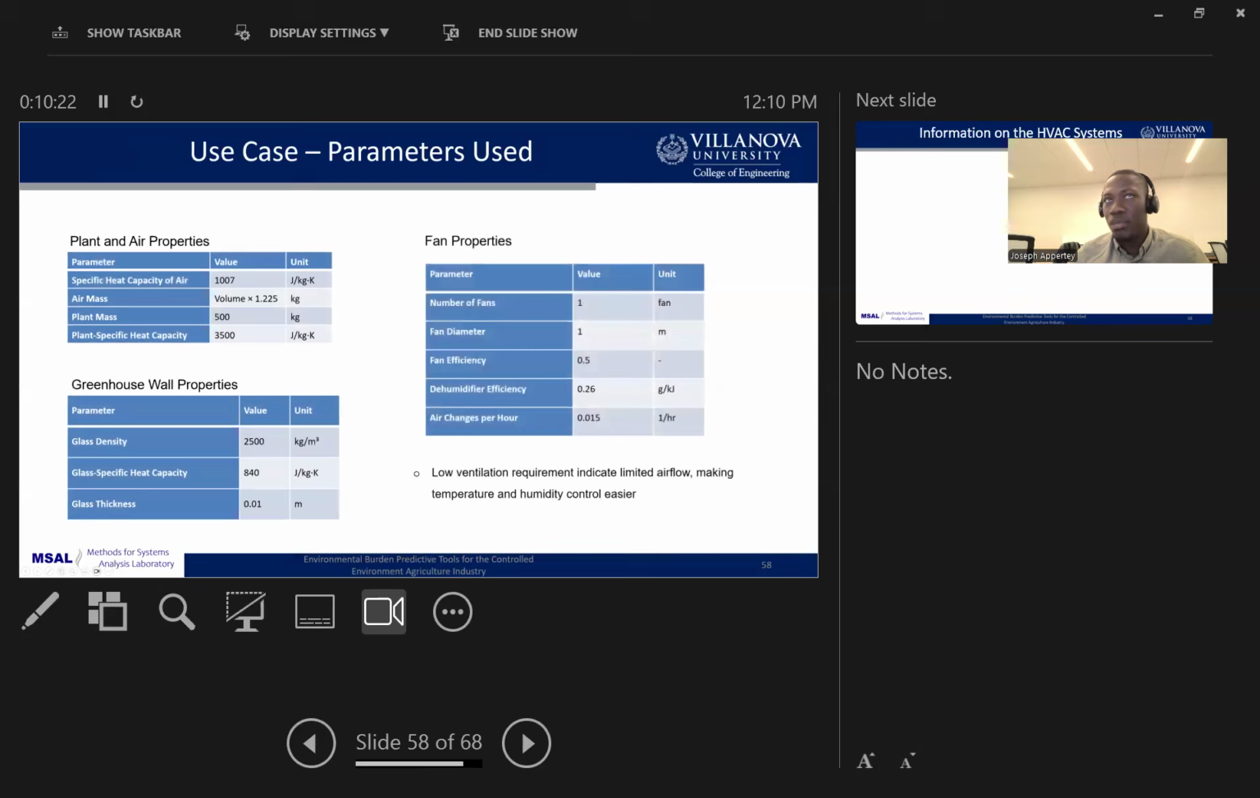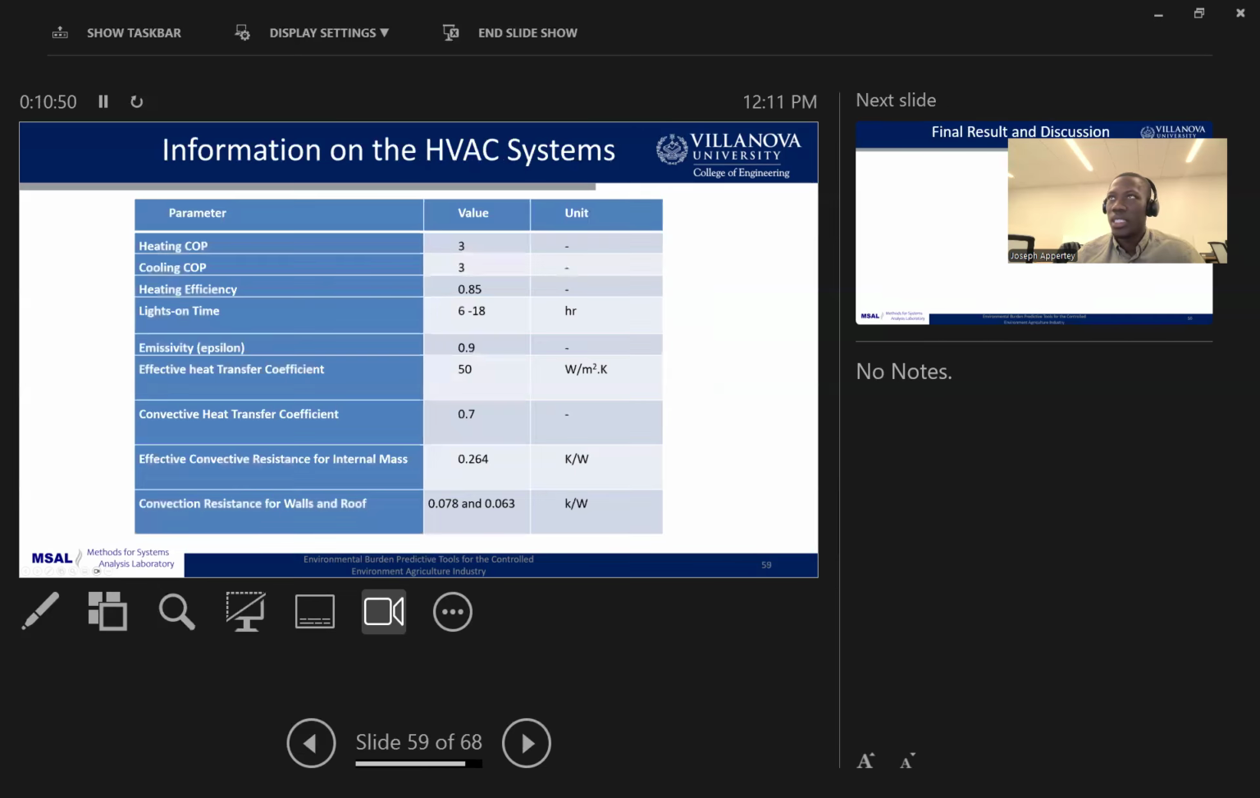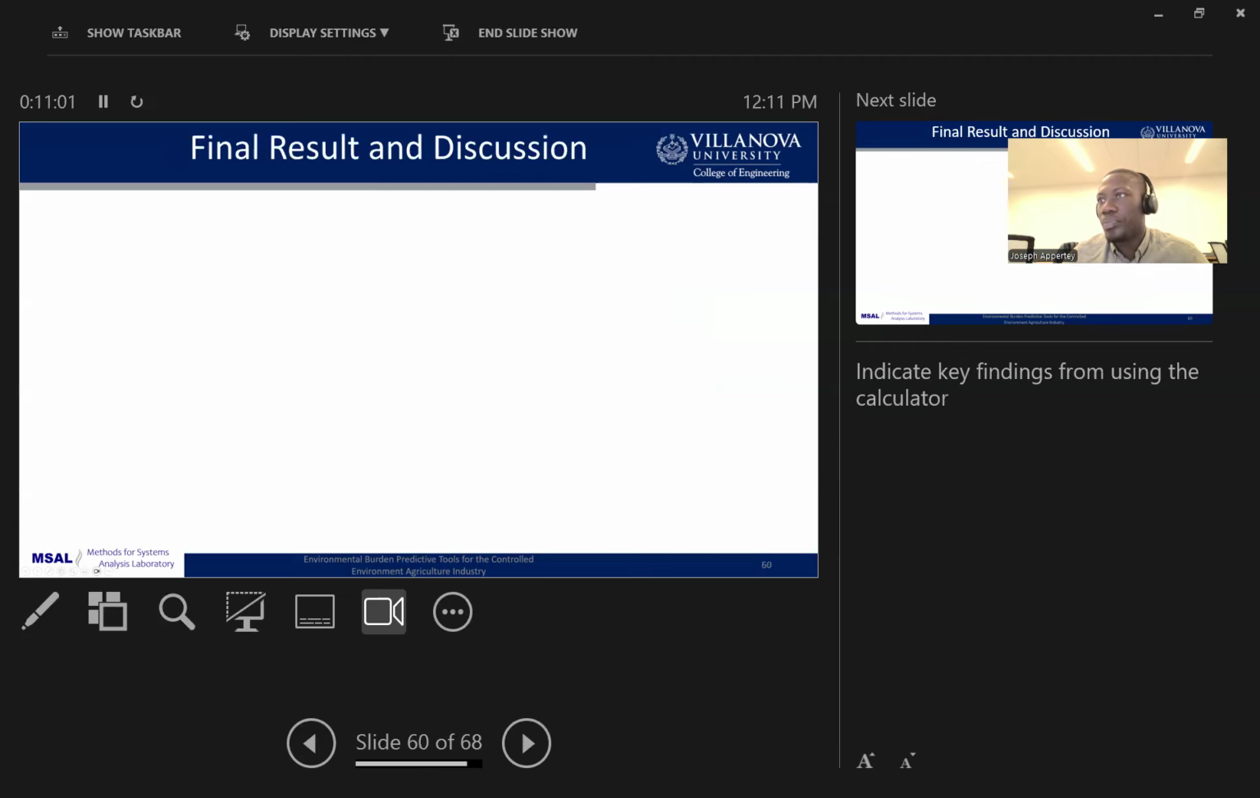So these are some of the inputs that we consider: the plant and the air properties, the farm properties, and also the greenhouse wall properties. And also in doing this, we consider a ventilation requirement of 0.01, which basically helps to indicate a limited airflow, and also makes the temperature and the humidity control much easier in these facilities. This is basically information on the HVAC system, whereby we consider the heating COP and the cooling COP to be 3 or other types.